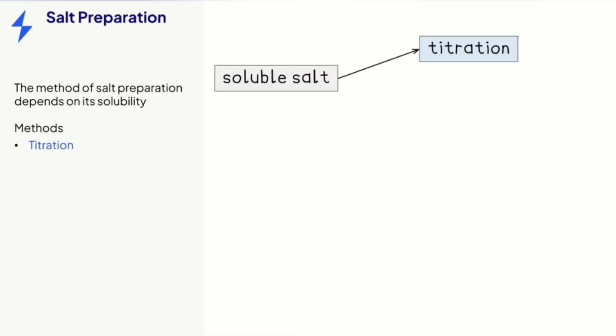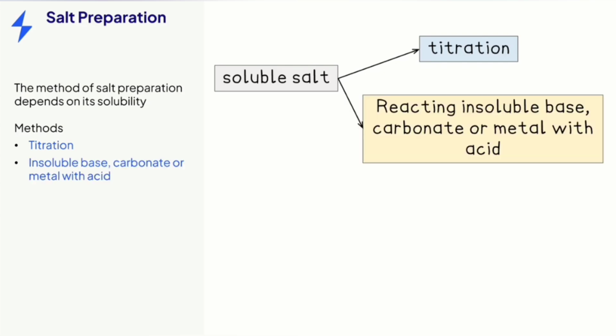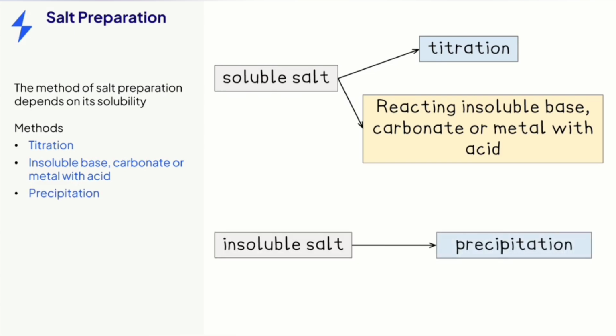This video looks at the solubility rules you must know and be able to use. You will know that there are three methods of preparing salts, and the method will depend upon the solubility of the desired salt. For soluble salts, the two methods are titrations and reacting insoluble bases, carbonates or metals with an acid. For insoluble salts, the required method is precipitation.